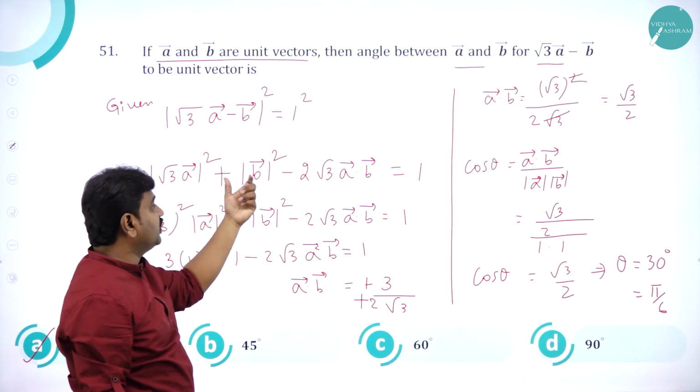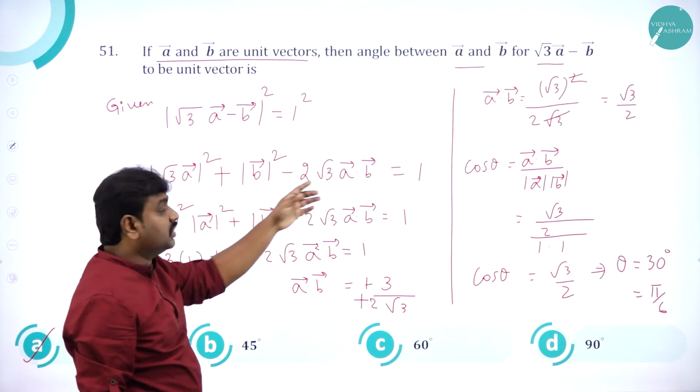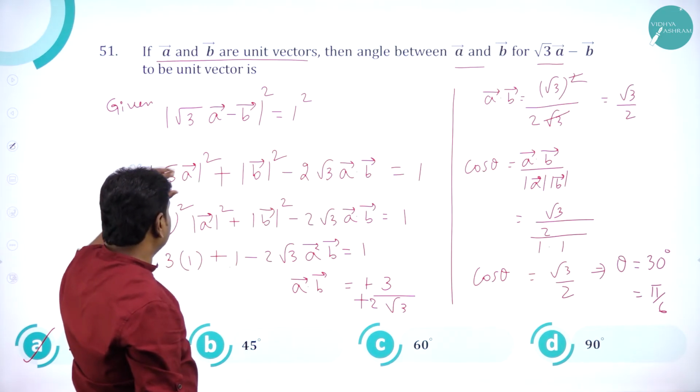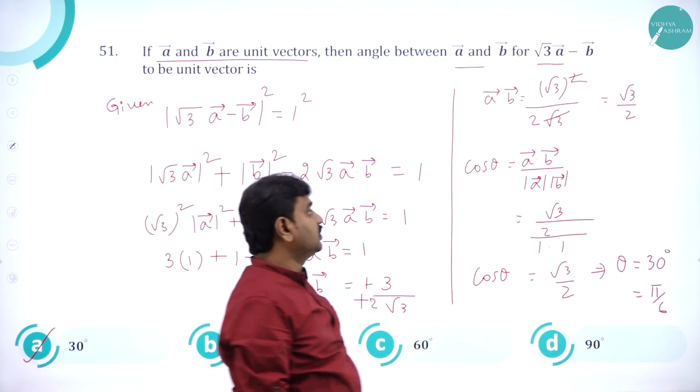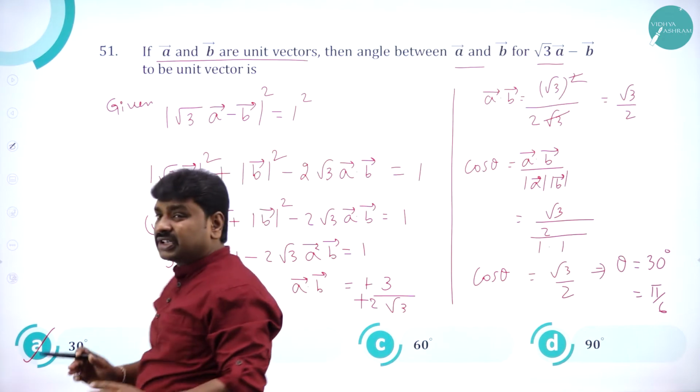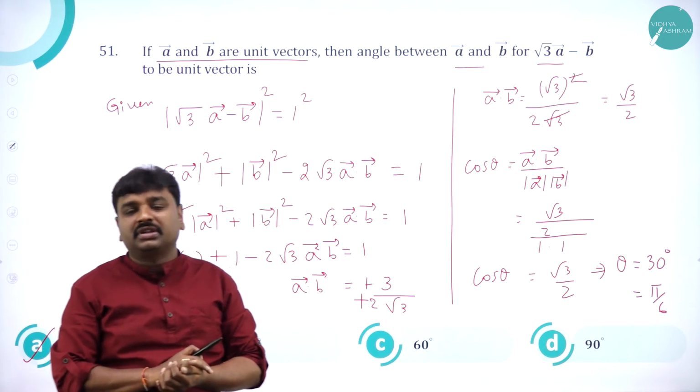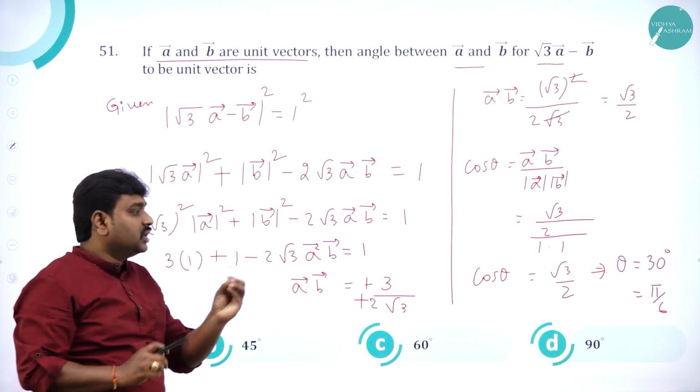Magnitude a square plus magnitude b square minus 2 times a dot b. And magnitude constant the whole square is constant square, magnitude square. Simplify, you get it. Interesting and simple problem. Vectors always direct problems have appeared in the past CET. Just if you know the concept, what you should know?